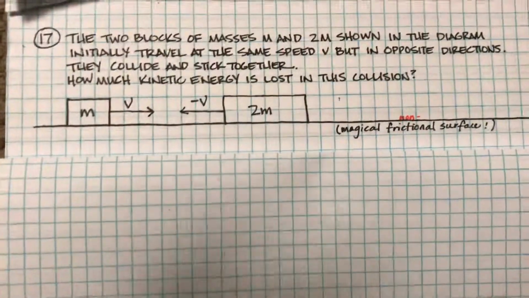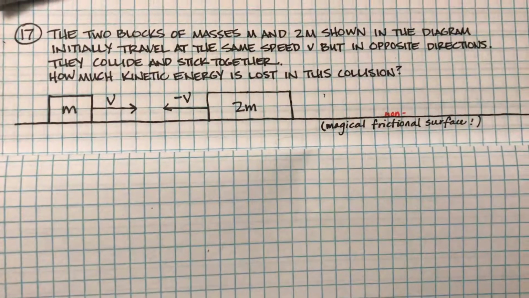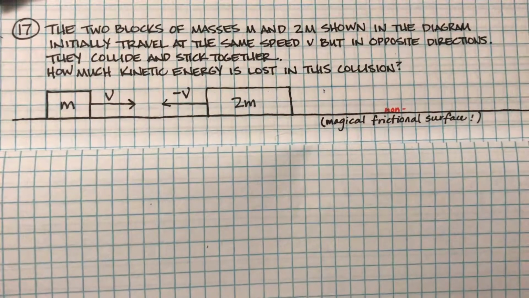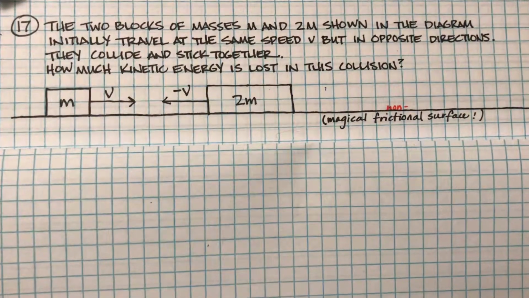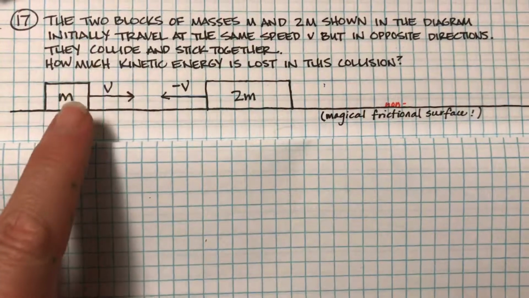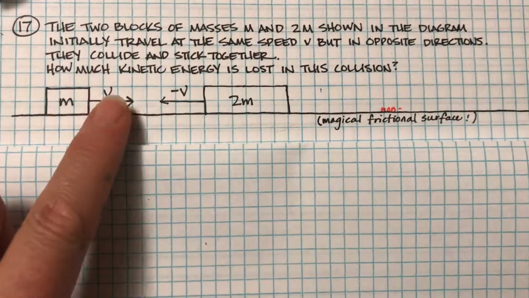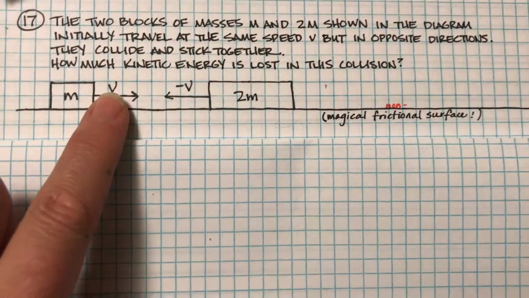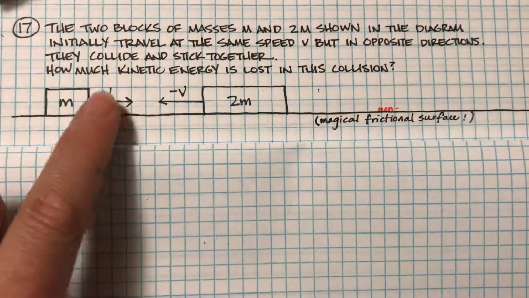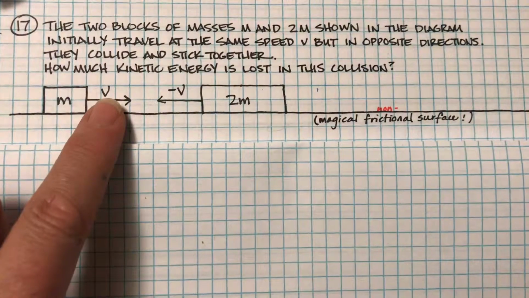So we like to start problems by listing the things that we know. But we don't really know anything in this problem. We know the masses in terms of m. We know the velocities in terms of v, but we don't have any other real numbers to work with. We're just solving in those terms. So we don't really have a list to make.